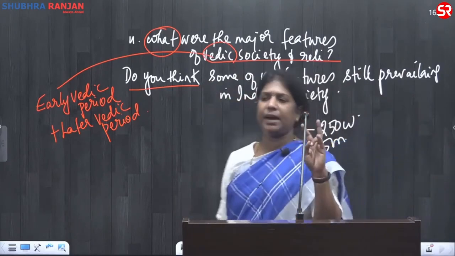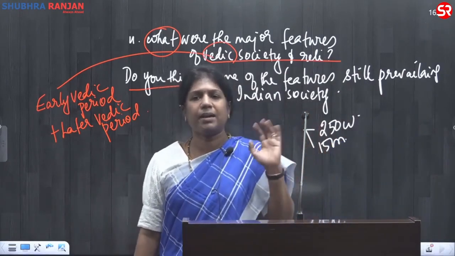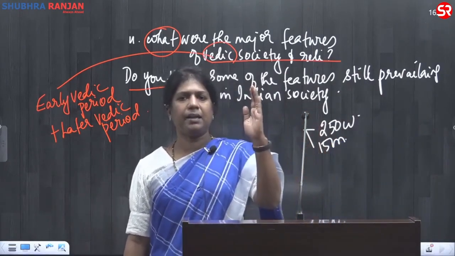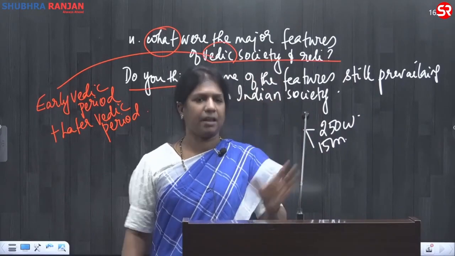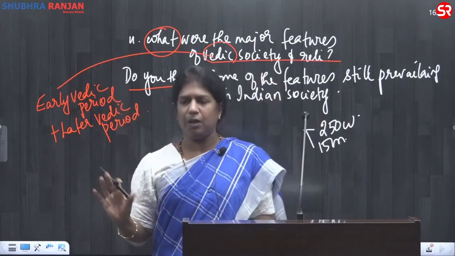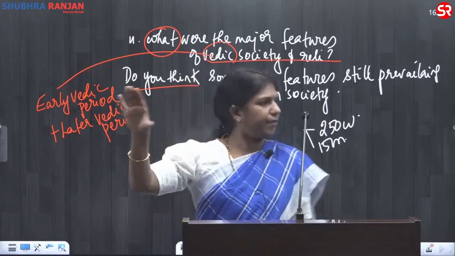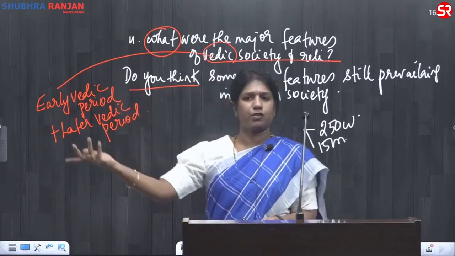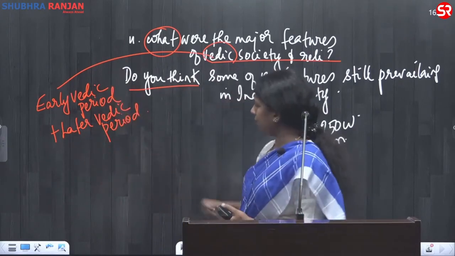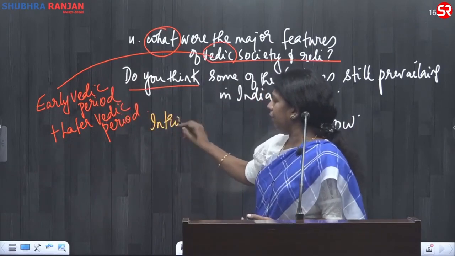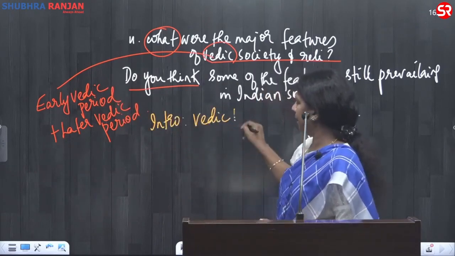There are two ways of writing this. One, you can make a table, telling that the Vedic society, and you can write all the points. Or the other one, you can make a paragraph telling that this is how the Vedic society was. So in the introduction, what are you going to write? You're going to write about the Vedic period.